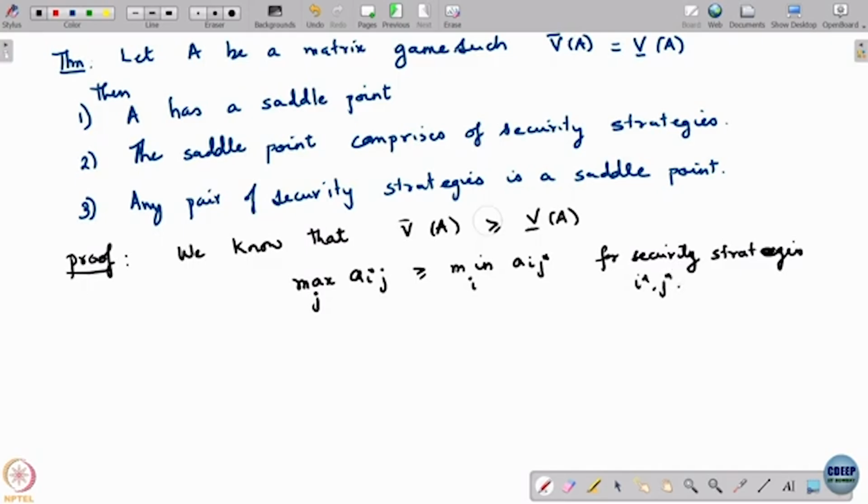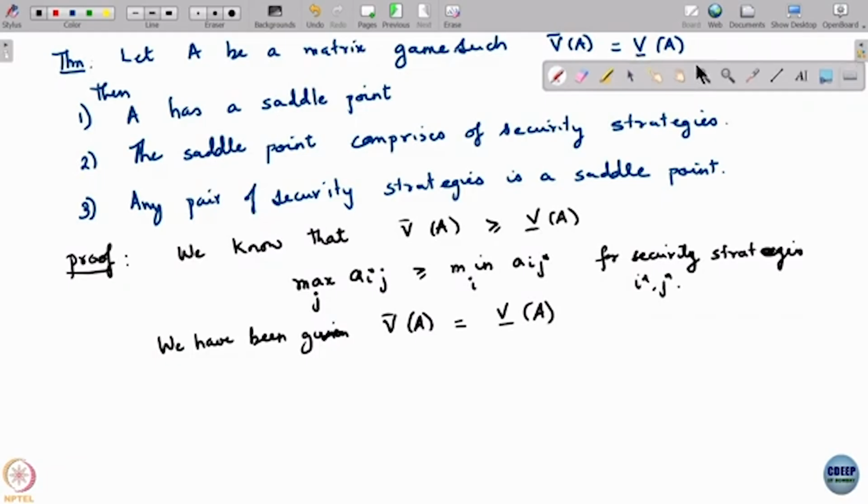Okay, but now what have we been given? We have been given that these two are in fact equal. We always know that there is a greater than or equal to, but we have been given V upper bar equals V lower bar. That these are equal. That's what we've been given.